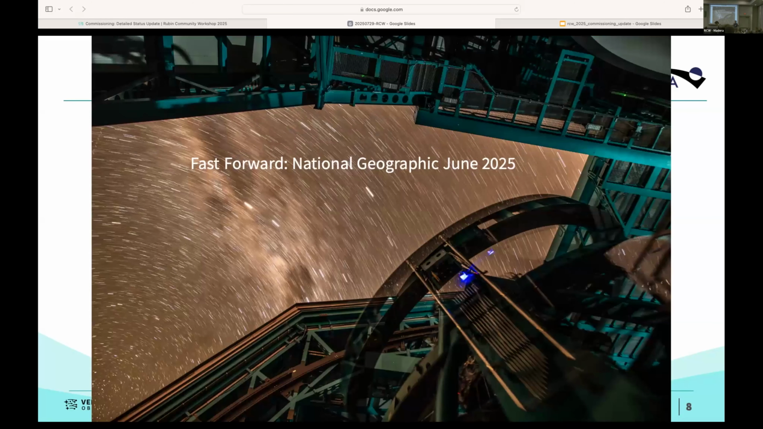And then a sneak peek into the future. This was from National Geographic, just around first look. And you could see the top ring of the telescope, plus, you know, the stars and the galaxies and all the cool stuff.